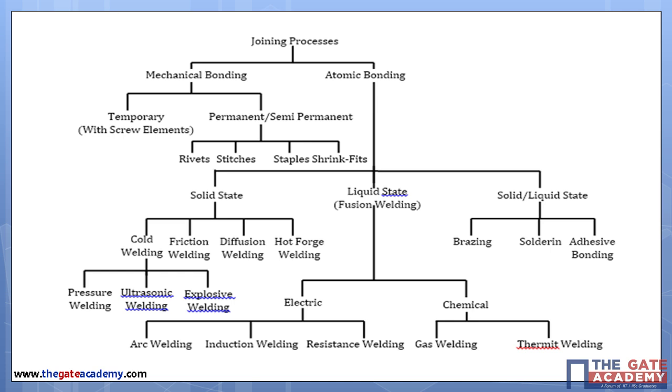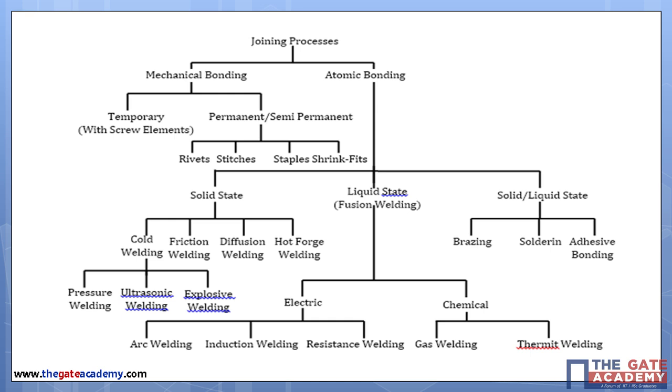So you can see there are three categories: solid state atomic bonding, liquid state atomic bonding, and solid or liquid state atomic bonding, right? So in solid state, you will find cold welding, friction welding, diffusion welding, and hot forge welding. Cold welding is again classified under three things: pressure welding, ultrasonic welding, and explosive welding.